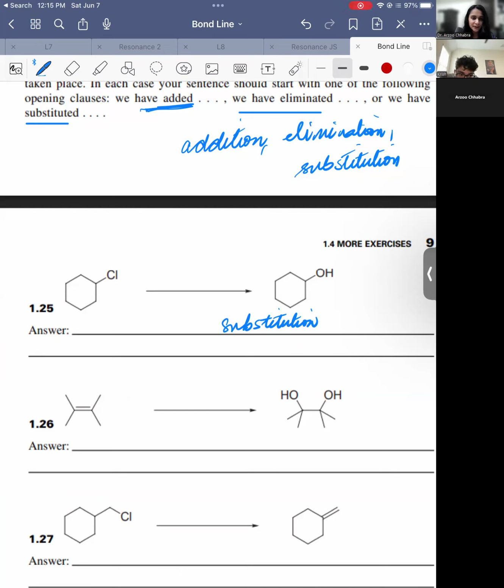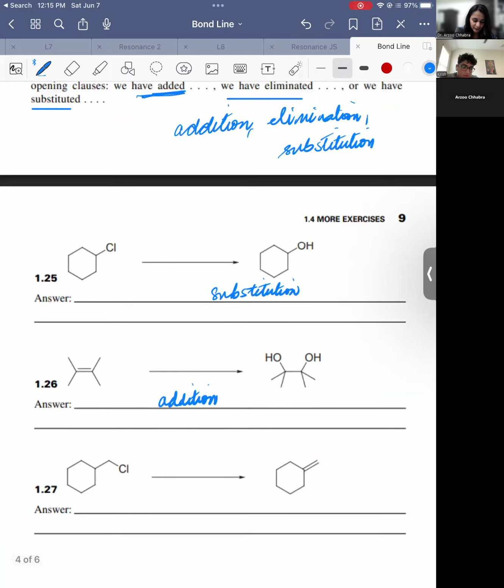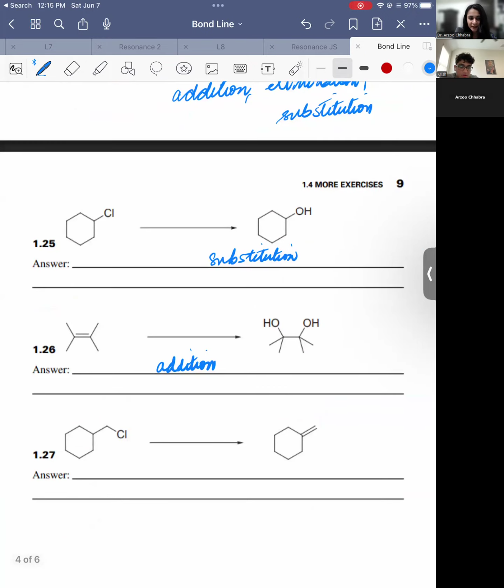Addition. That's correct. This is the addition reaction. Okay, next one. And the last one is just elimination. And what is actually getting eliminated? The chlorine. That's it. But then it forms the double bond to stabilize the charge.